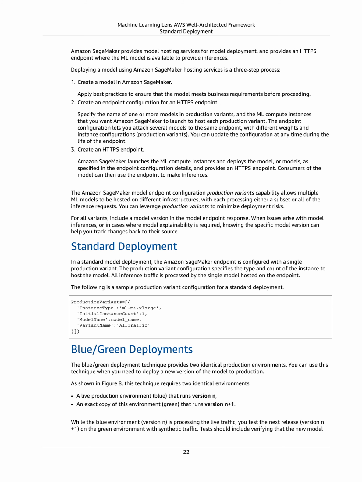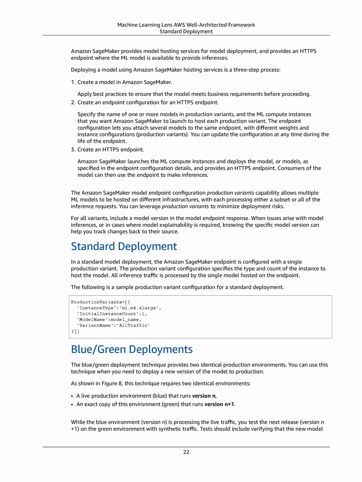3. Create an HTTPS endpoint. Amazon SageMaker launches the ML compute instances and deploys the model, or models, as specified in the endpoint configuration details, and provides an HTTPS endpoint. Consumers of the model can then use the endpoint to make inferences. The Amazon SageMaker model endpoint configuration production variants capability allows multiple ML models to be hosted on different infrastructures, with each processing either a subset or all of the inference requests.